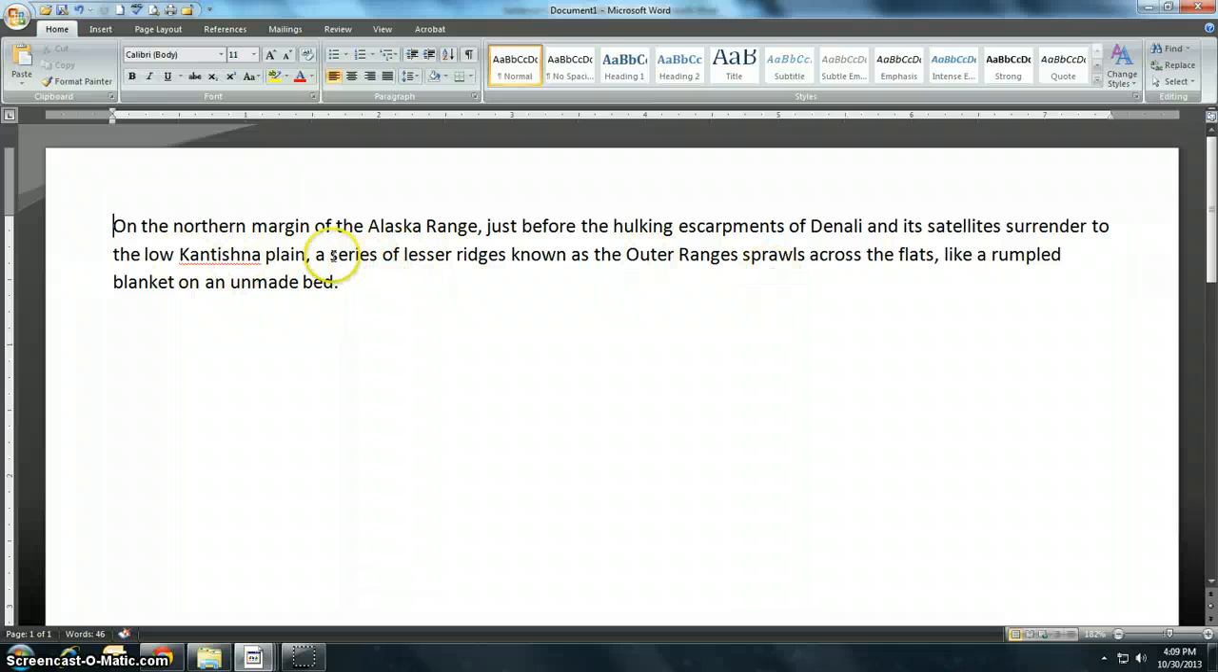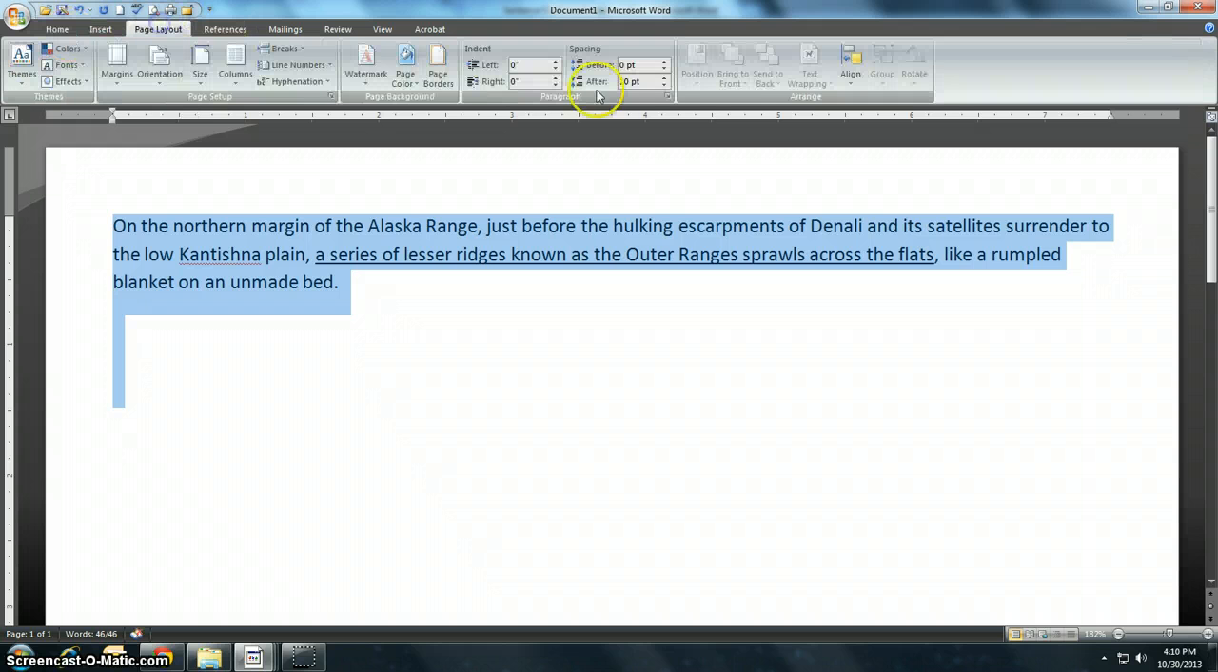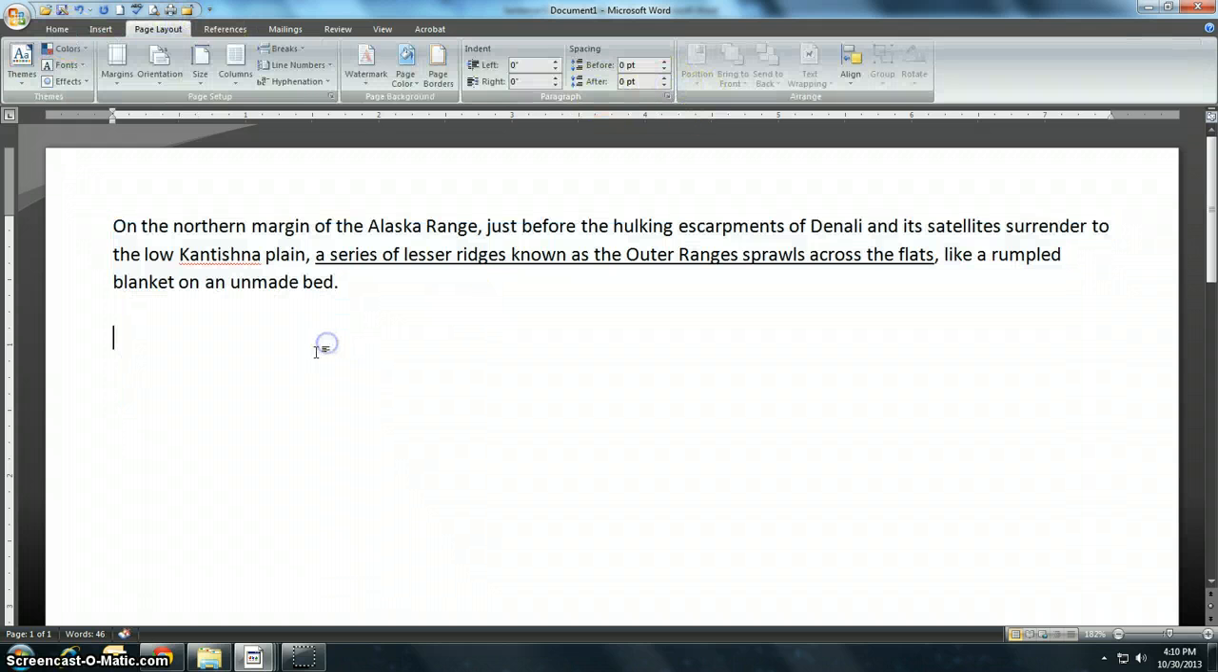So once again, I'm going to identify my independent clause. There it is right there. And then I'm just going to break up the sentence part by part according to the punctuation. So let's start first with on the northern margin of the Alaska Range. Let me remove my annoying paragraph breaks. There we go. All right, on the northern margin of the Alaska Range. Now, I pasted that too soon.